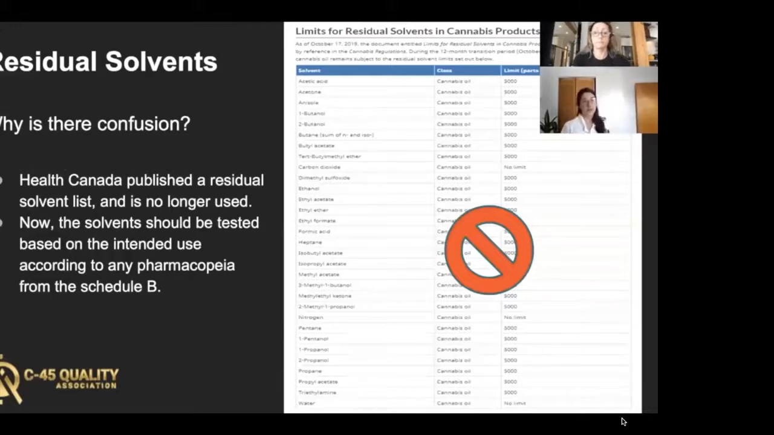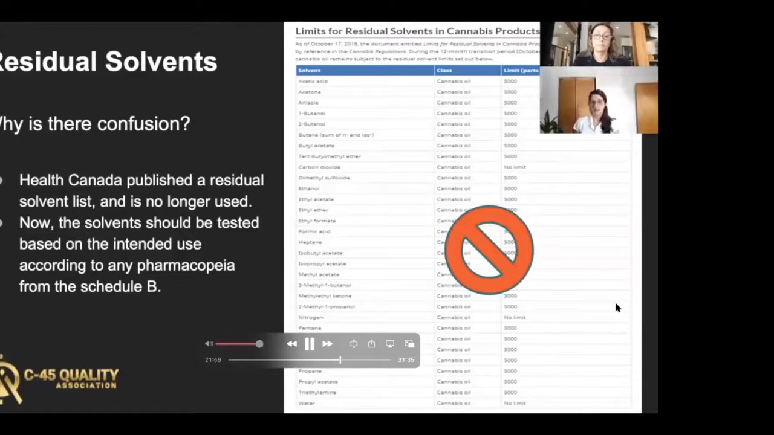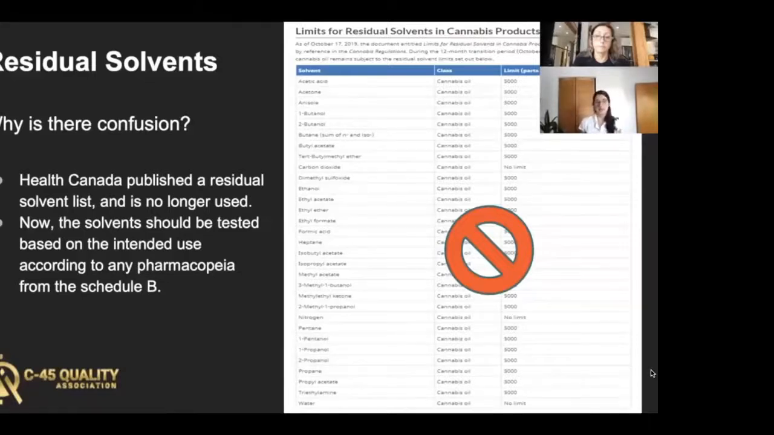So why is there so much confusion around residual solvents? It's because Health Canada published their residual solvent list, and this list is no longer used as of October 2019. So now what Health Canada is asking for residual solvents is to test it based on the intended use according to Schedule B, as most of the other analyses. We didn't put any COA example for this service in particular because we don't offer this service in our labs, but it's a service that could be requested if you do extracts or any synthetic cannabinoids.